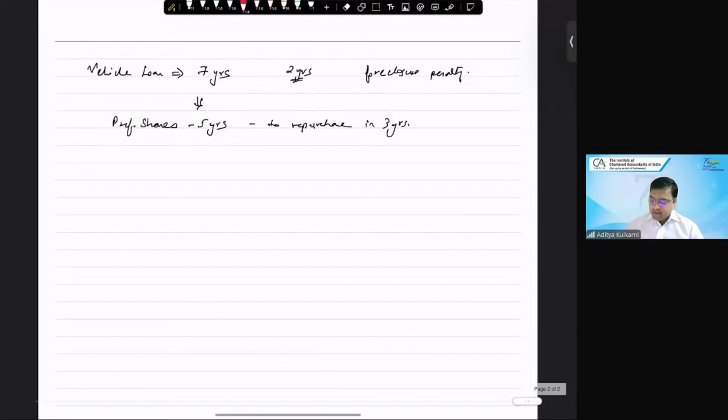Same understanding. Preference shares have 5 years to convert; if you want to convert in 3 years, will you think the preference shareholder will agree to this?